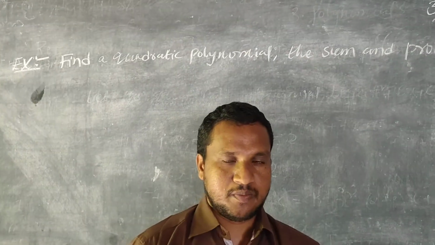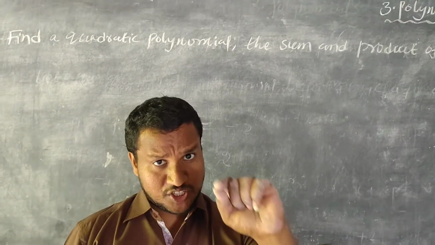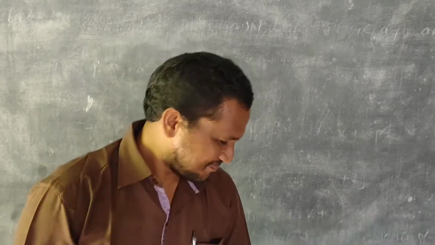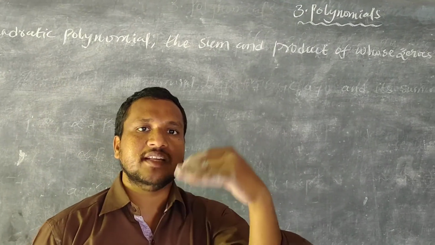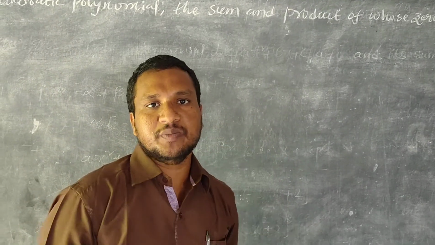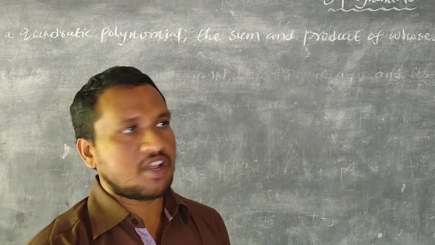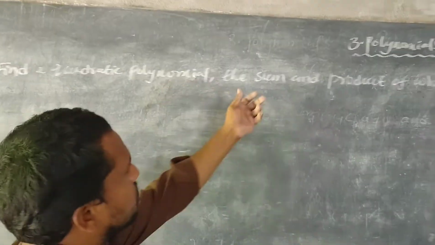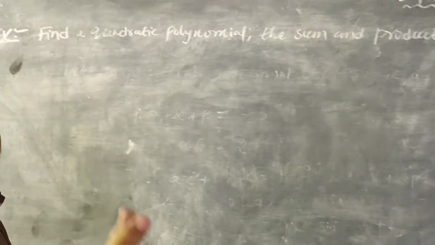What is the first concept, the relation between zeros and coefficients of a quadratic polynomial. In the previous example, a quadratic polynomial was given, then we found the zeros and wrote the relation between zeros and coefficients. Here, the sum and the product of the zeros are given. Okay, how can you find it?